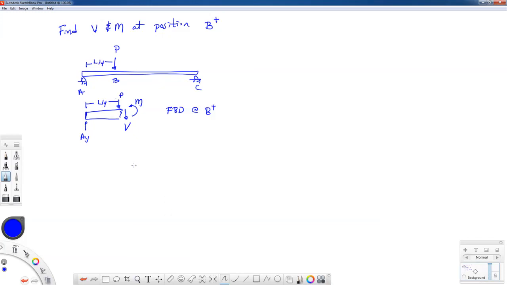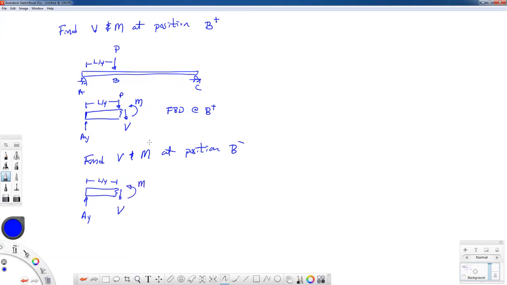If we say at position B minus, then what that means is we would make a free body cut where we go just a little bit to the left of point B. So here we have my reaction AY, and it's just a little bit to the left, so that means this distance is still L over 4, but now I don't include that force P. But I still have my V and my M.